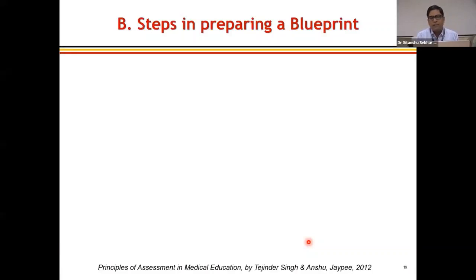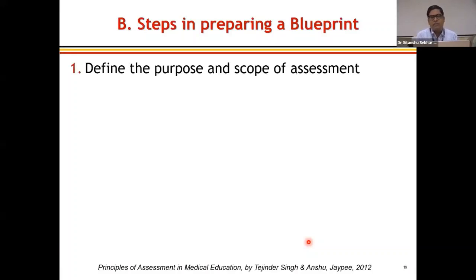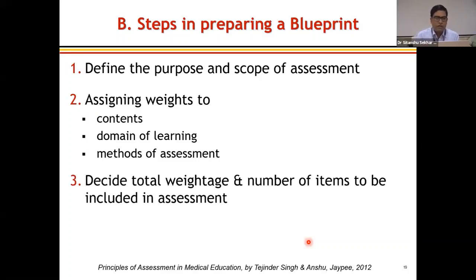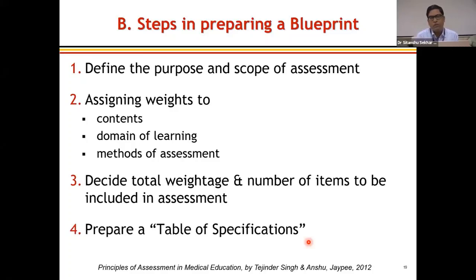There are steps of developing a blueprint, usually four, and sometimes it is said five. I'll tell you about that. The first one is to define the purpose and scope of assessment. The second is assigning weights to various components like contents, domains of learning, and methods of assessment. The third is to decide the total weightage and the number of items to be included in the assessment. And the fourth is to develop a table of specification.